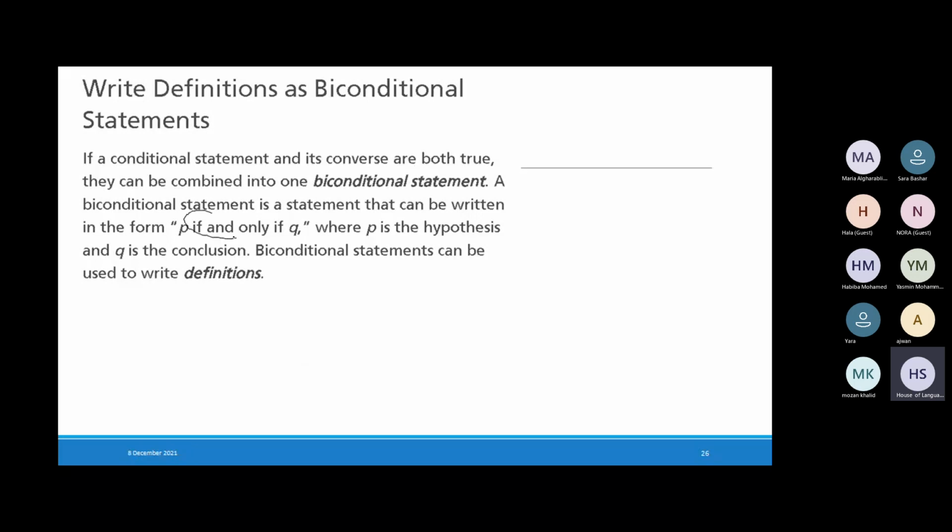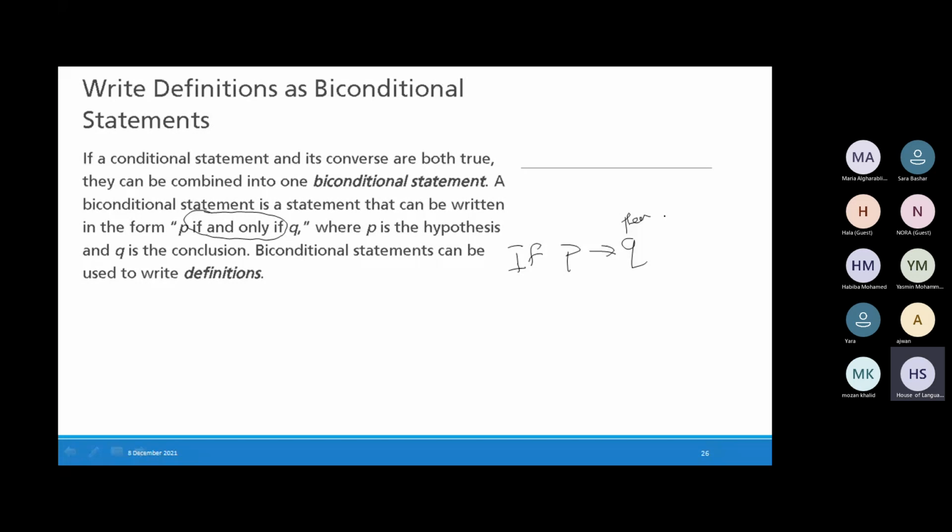This word, if and only if, is a biconditional. In a conditional, if P happens, then Q will happen. In a biconditional, I can say P happens if and only if Q happens. They told you that this one is used only in definitions.